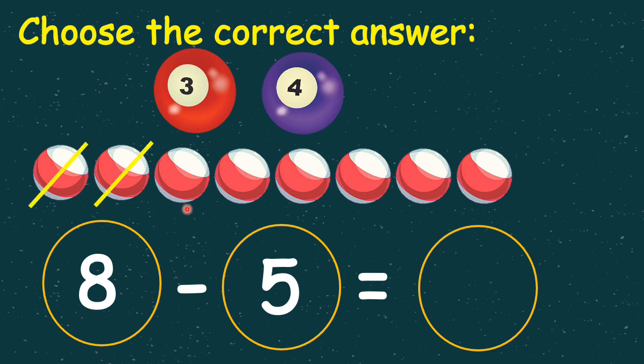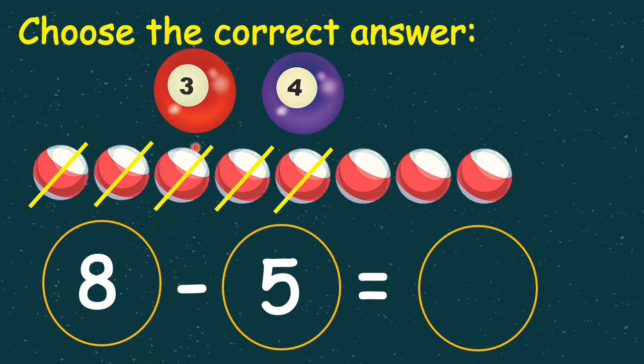1, 2, 3, 4, 5. So how many balls did we cross? We crossed 5 balls. Out of 8 balls, we have minused or subtracted 5 balls. So how many balls are remaining? 1, 2, 3. So do you see? We have number 3 here and number 4, and 3 is the correct answer.